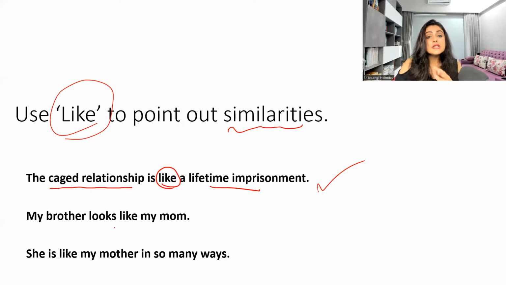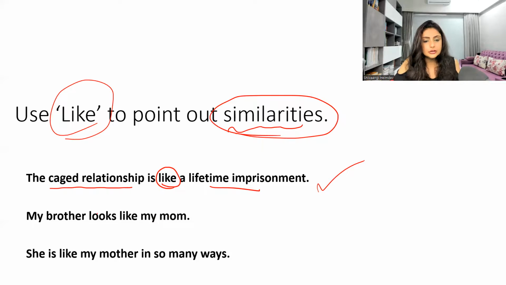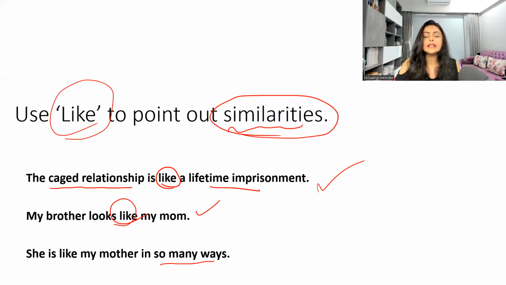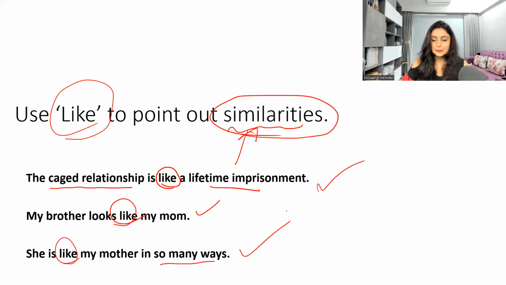Look at this. My brother looks like my mom. Here again, I am pointing out what? Similarities. So using "like" in this sentence is correct. Absolutely correct. Look at this. She is like my mother in so many ways. What am I pointing out? I'm pointing out similarities. So using "like" in this sentence is absolutely correct.